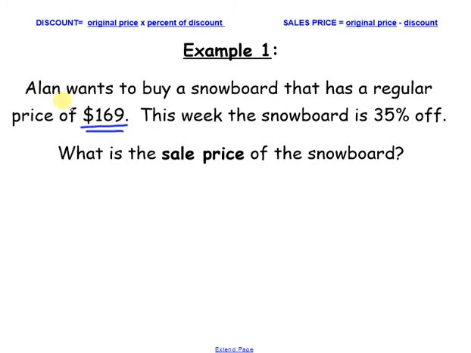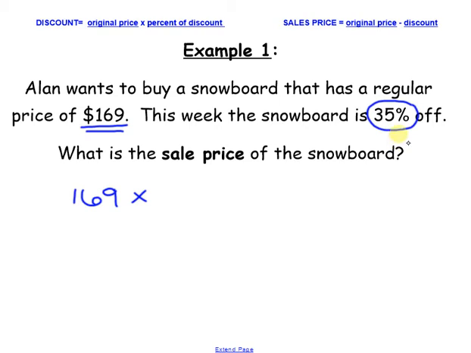So I'll start again. Alan wants to buy a snowboard that has a regular price of $169. This week, the snowboard is 30% off. What is the sale price of the snowboard? So the first thing that we need to do is calculate the discount. I'm going to write it out just so you can see what I'm going to do in the calculator. So we're going to do 169 times.